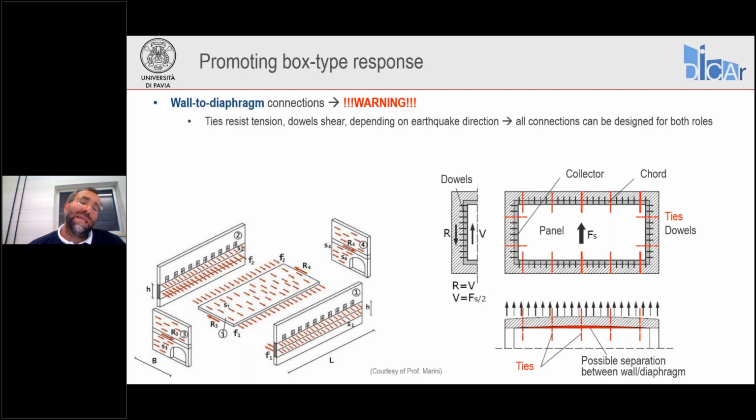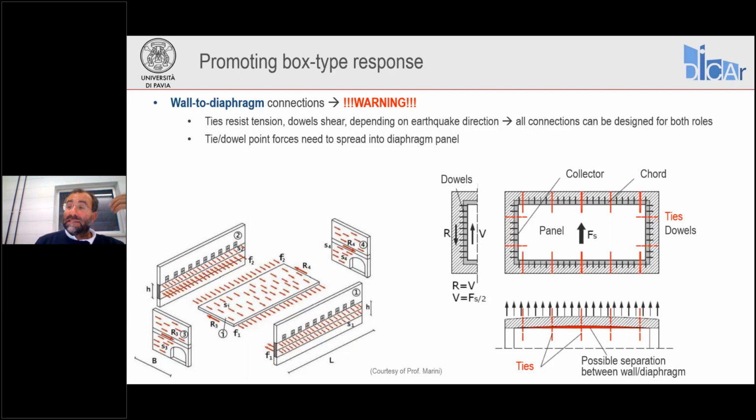And typically, we actually design all these connectors to be able to work as both ties in tension and dowels in shear. So even though in this figure we have ties highlighted in red and dowels in black, in reality, all connections are generally designed to provide both functions.